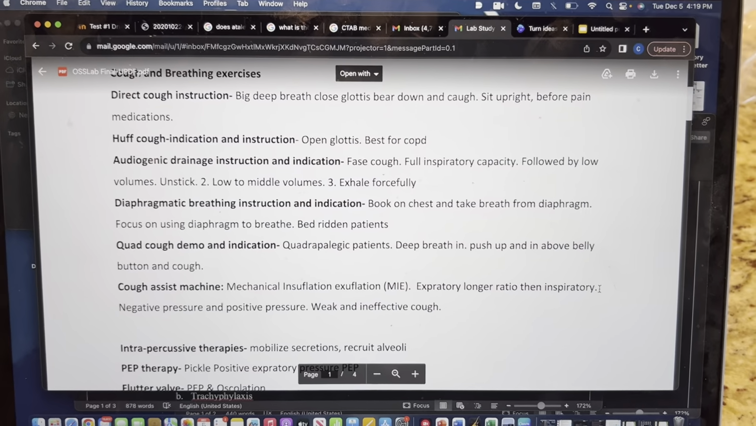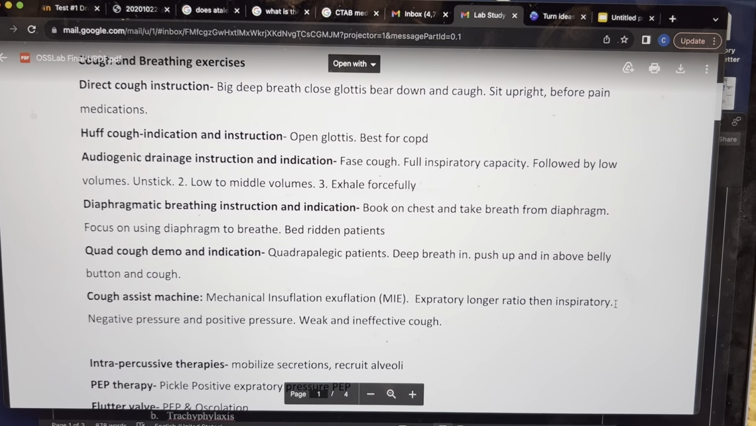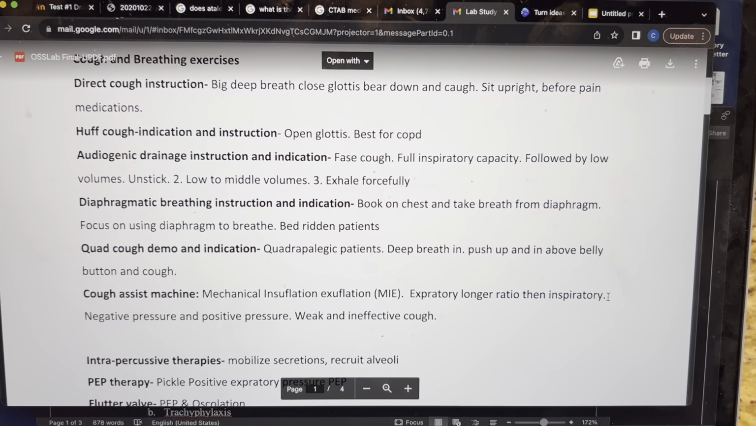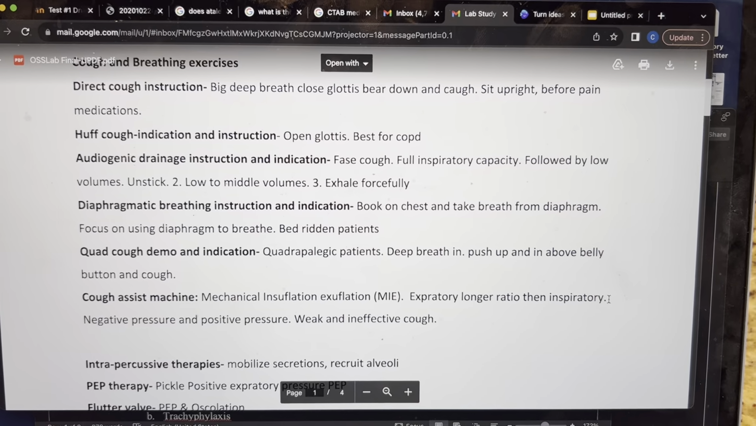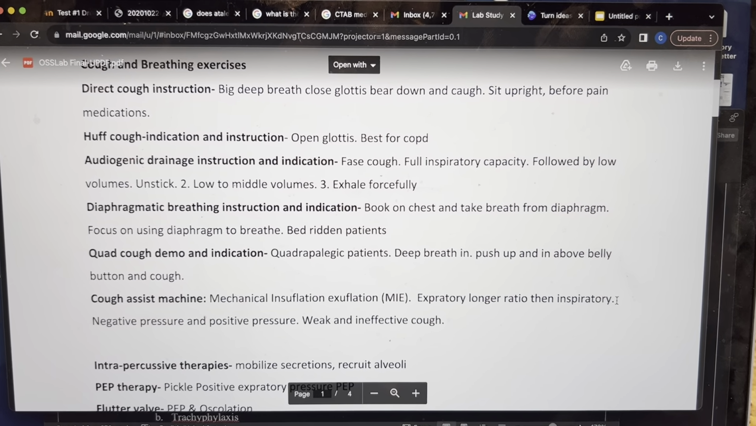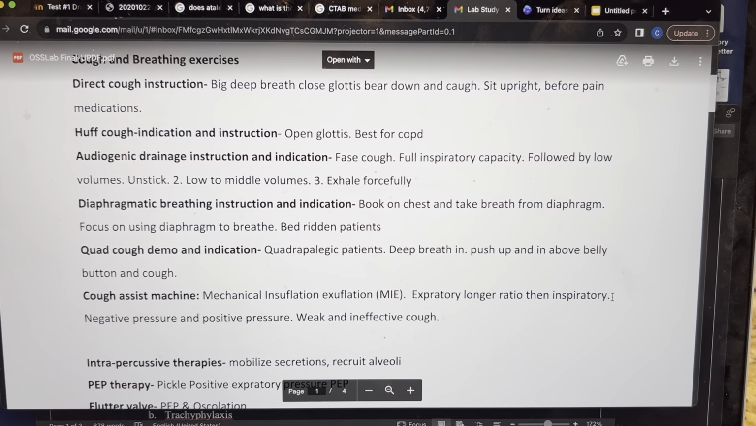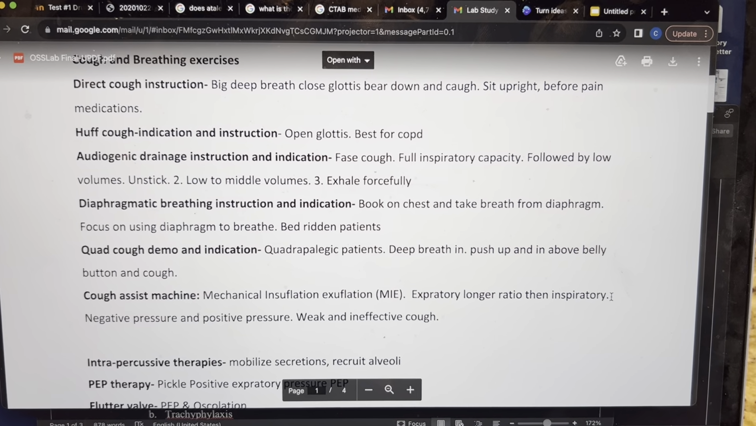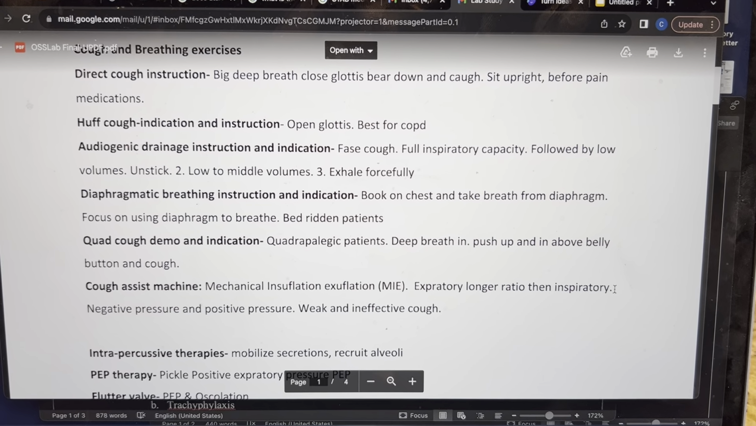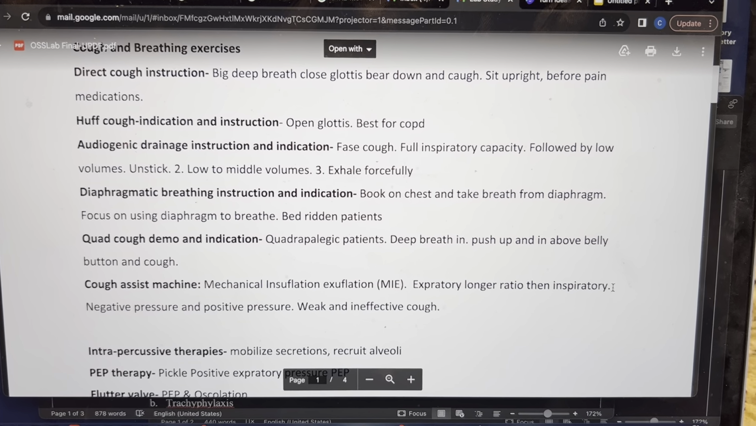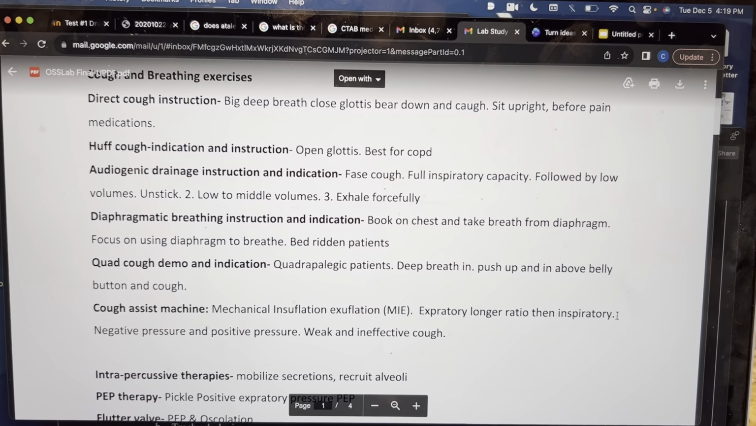Cough assist machine, mechanical insufflation-exsufflation, MIE. Expiratory time is longer than inspiratory, usually a 1:2 or 2:3 ratio. Negative pressure pulls out, positive pressure pushes in. It's for people with weak and ineffective coughs.